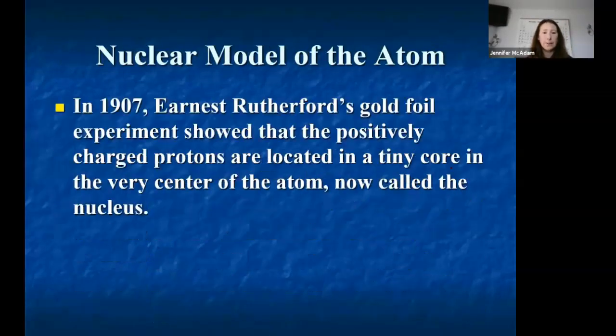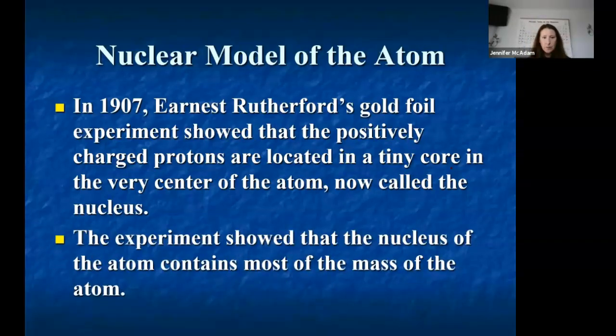Okay, so summarizing all that, Rutherford used his gold foil experiment to show that the positively charged protons are in that tiny core called the nucleus, right? So electrons were J.J. Thomson, right, with the cathode ray tube. Nucleus, that was Rutherford with his gold foil experiment. And the gold foil experiment showed that the nucleus has most of the mass of an atom.